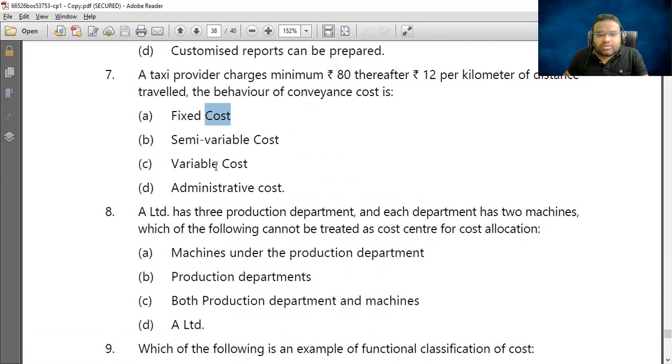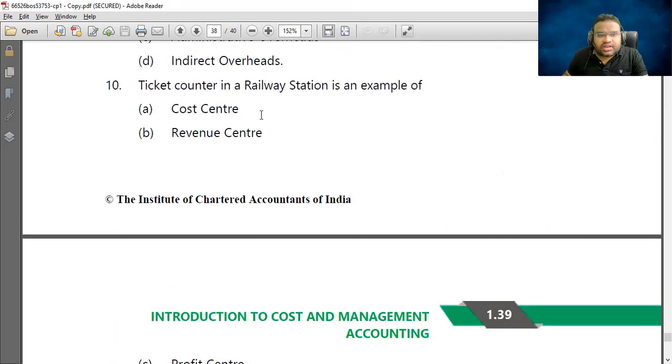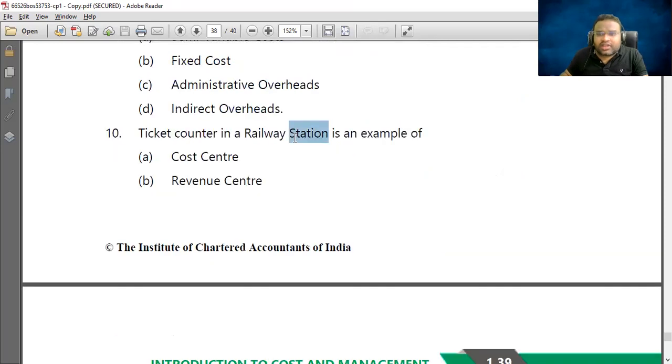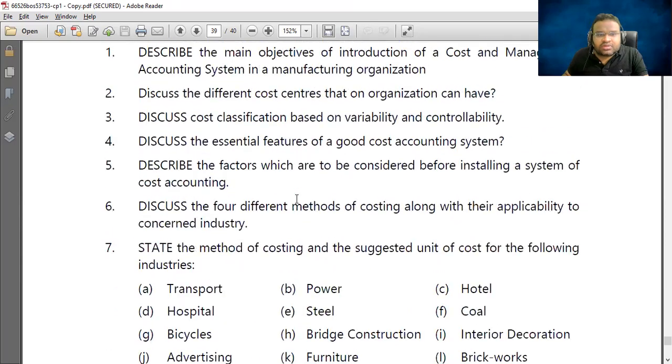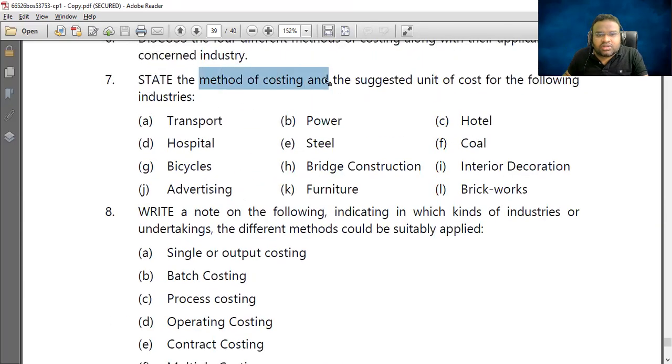This is also about semi-variable cost. Functional cost we can understand later. Ticket counter in a railway station is what? Ticket counter is only about revenue. They do not incur any cost. So it is a type of revenue center. So theoretical questions they also ask you. This is how they ask you.